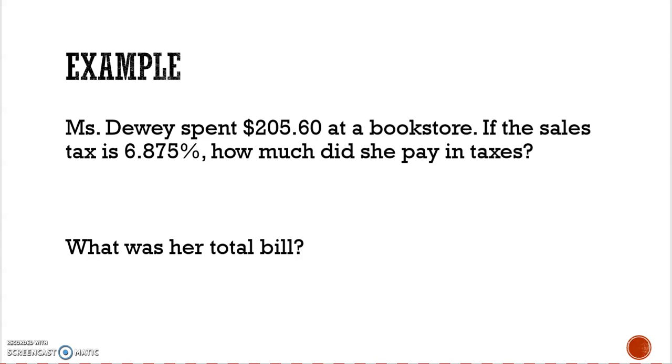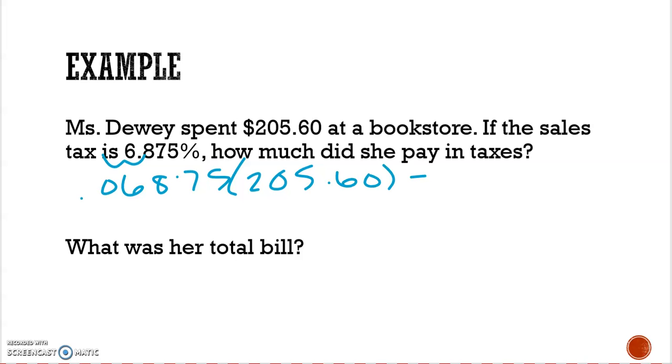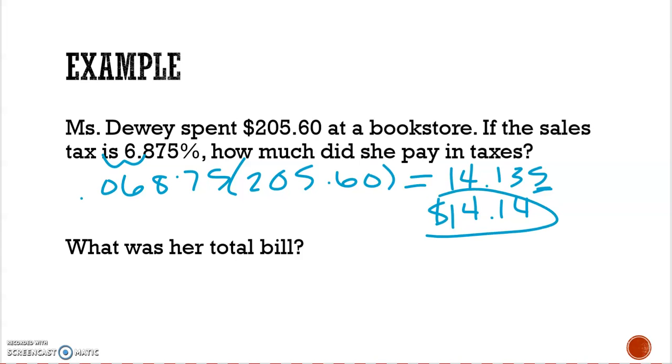Okay, so this question is actually separated out too. So if we just want to know the tax amount, we're going to take this decimal, move it 2 to the left, and we're going to multiply it by 205.60. And when we do that, it gives us 14.135. But again, there's only 2 numbers after the decimal, so this 5 tells us to round up the 13 to a 14. So here's the final answer for how much she has paid in taxes.